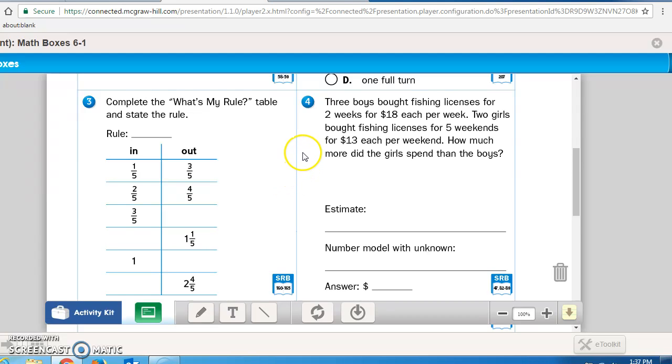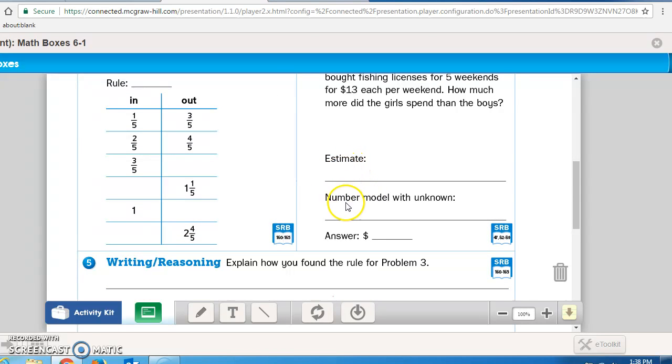Problem 4 says, 3 boys bought fishing licenses for 2 weeks for $18 each per week. 2 girls bought fishing licenses for 5 weekends for $13 each per weekend. How much more did the girls spend than the boys? Well, I'm going to help you with the number model with the unknown, because that'll help you to get the estimate to make sure you get your answer right.